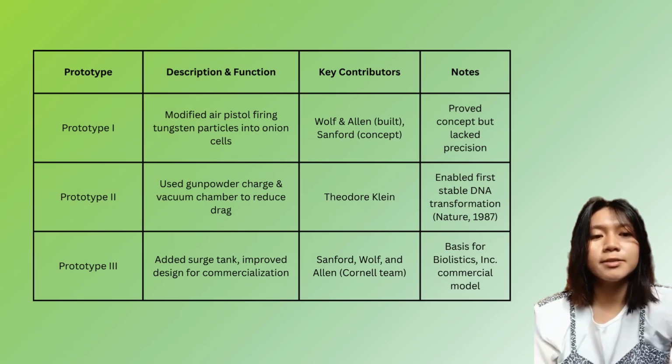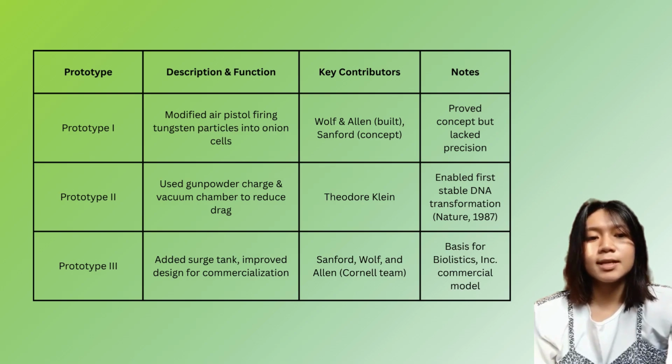Here, we can see the development of the gene gun in three prototypes. The first prototype was a simple air pistol version that proved the concept but lacked precision. For the second one, they used a gunpowder charge and vacuum chamber, which led to the first successful DNA transformation in 1987. And lastly, the third prototype included design improvements like a surge tank, making it more reliable and ready for commercialization.